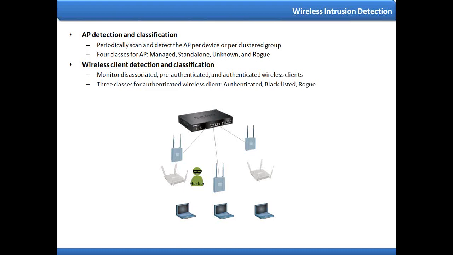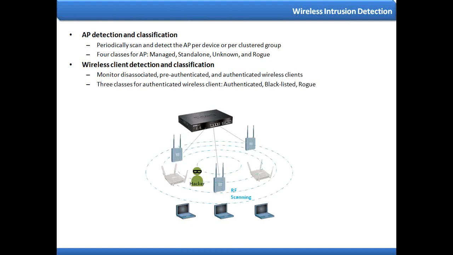So what the intrusion detection does is it'll periodically scan and detect the APs that are on the network, and it's able to classify the access points that are detected. It may be a managed access point that's on the network, or a standalone access point, so somebody may have brought in an access point. Unknown means an access point that may belong to a neighboring wireless network, so it can't necessarily classify it. And rogue is an access point that shouldn't be connected to the network. This is based on configuration that you should be able to set.